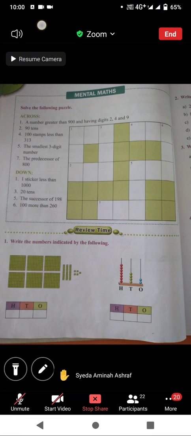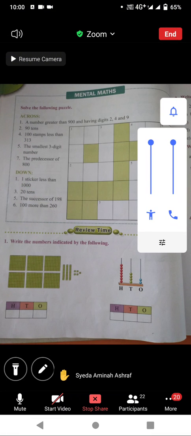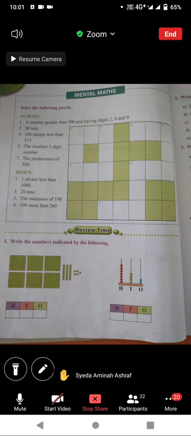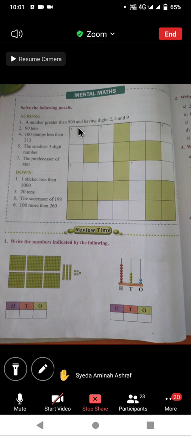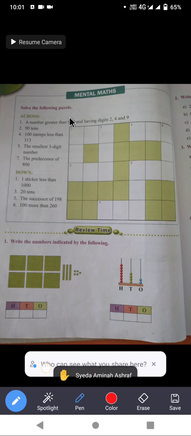Okay. I am asking you, what was the homework? So here one puzzle is there. We have to solve it. Some instructions are also given. So look here. This is across. For across, you have to write answers in the row, from left to right like this. And in down, you have to write answers from top to bottom, vertically.